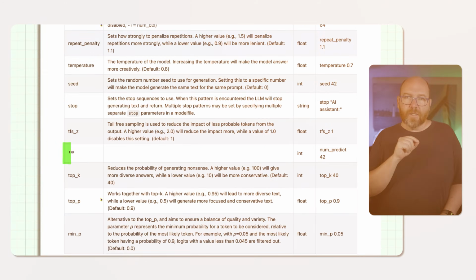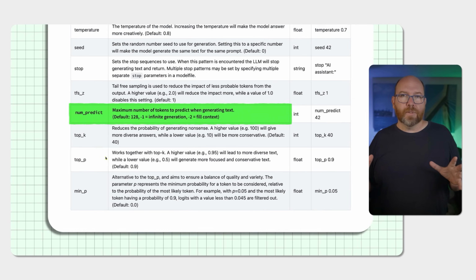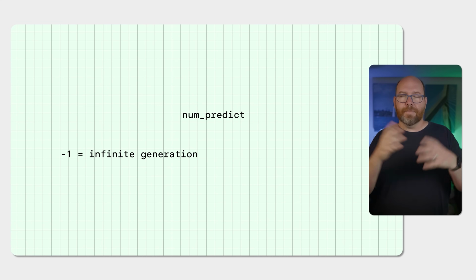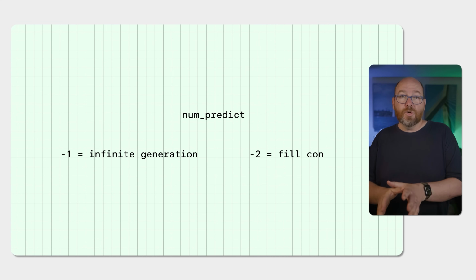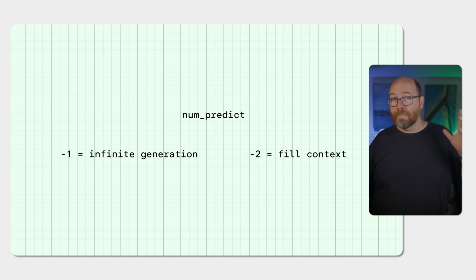The final parameter we're going to cover is num_predict. This is the maximum number of tokens to predict when generating text. If you set this to -1, it'll just keep generating until it's done, and -2 will fill the context. This doesn't mean that it will always consume the entire amount, but rather that's the point where it will get cut off.